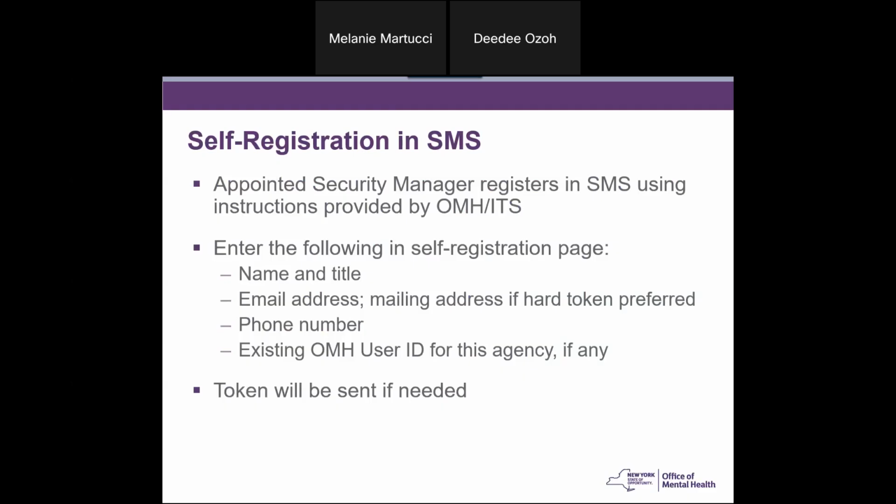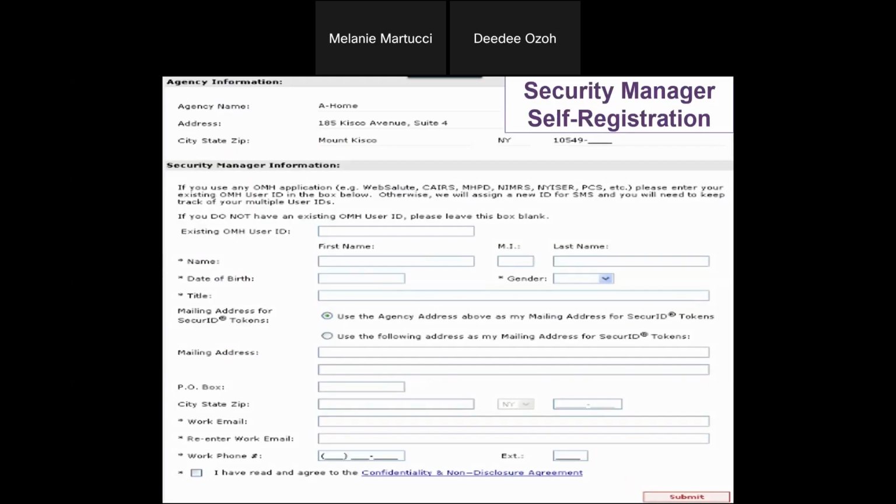There is a self-registration page where the person will enter their name and title, email address. There will be a mailing address if someone does prefer a hard token. You will enter a phone number and existing OMH user ID if you have one for your agency, and then a token will be sent if needed. This is what that self-registration page looks like within the SMS application. So again, there's some required information that needs to be entered.